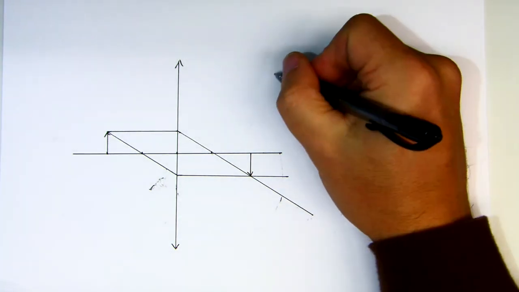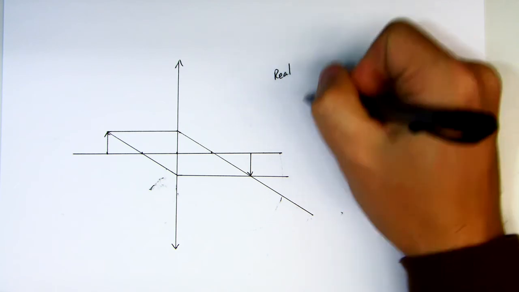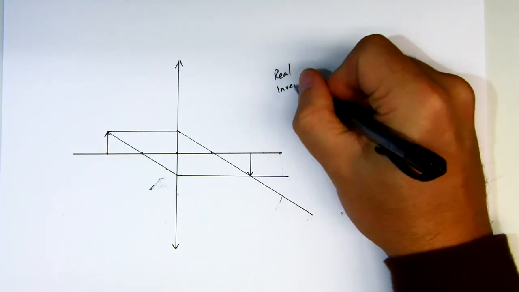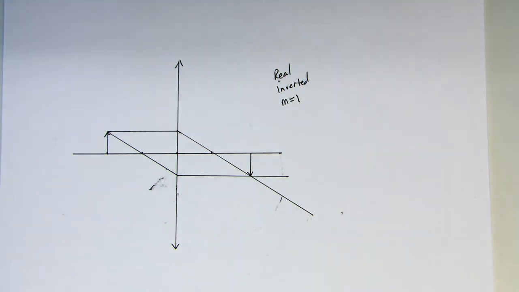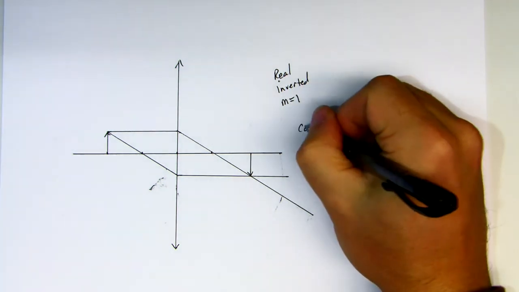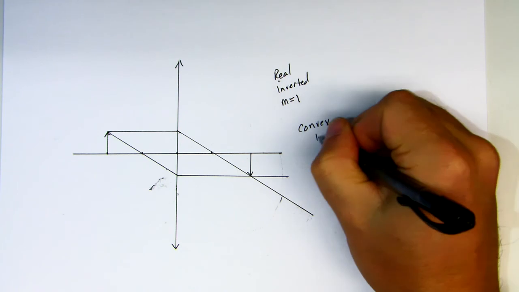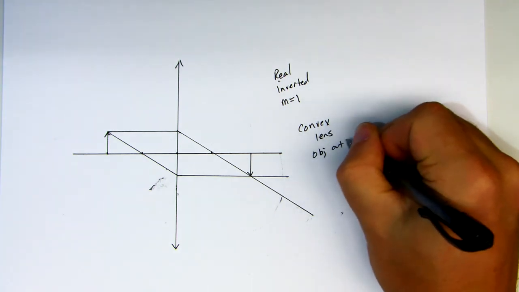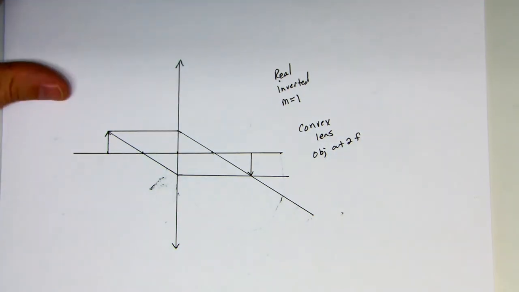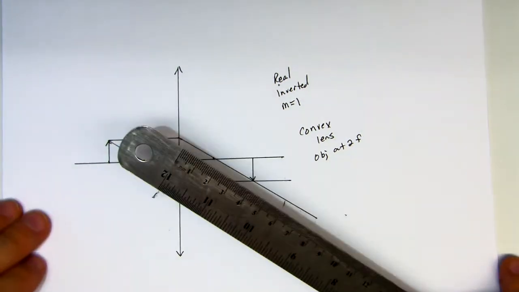So this is a real image. It's inverted, and magnification equals 1. Convex lens, object at 2F. Okay, so all these have been parallel, focal, focal, parallel.